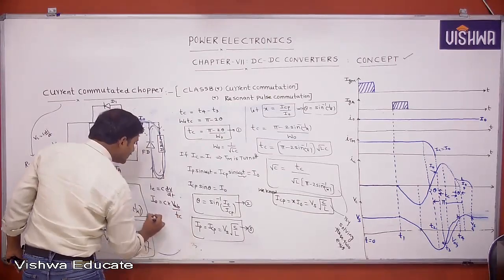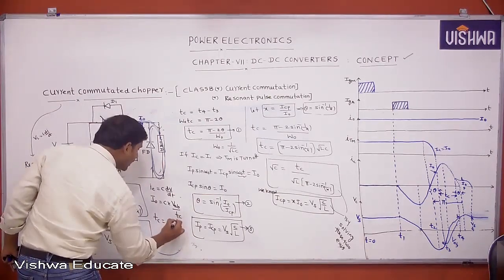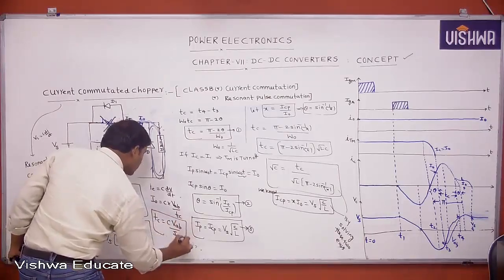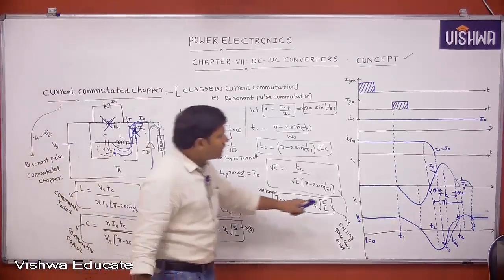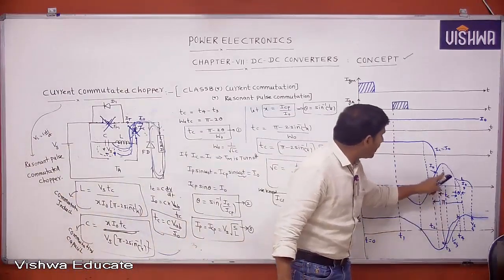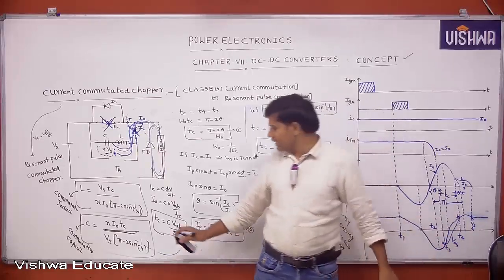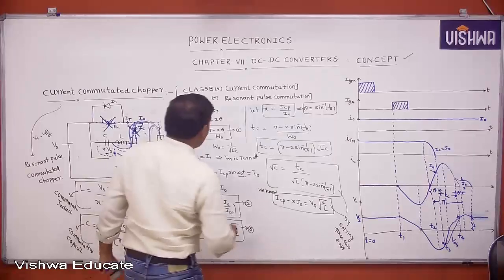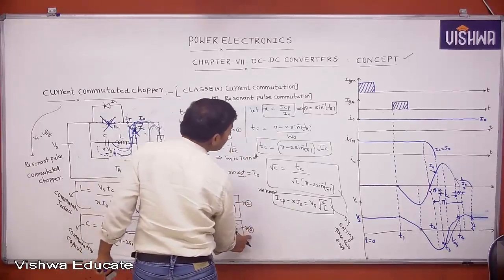this time is taken as the circuit turn-off time. Then circuit turn-off time equals C into VAB by I0. Like this also we can define it. During this TC time, the voltage applied across the thyristor is VAB. That's why it is written TC equal to C VAB by I0. Let this be equation 1, equation 2, equation 3.